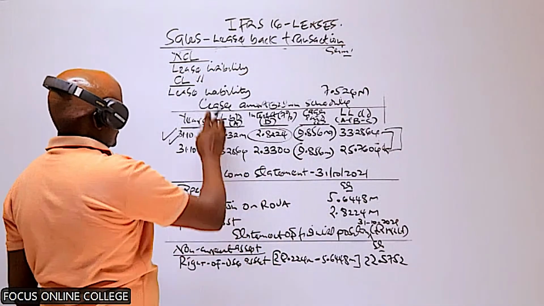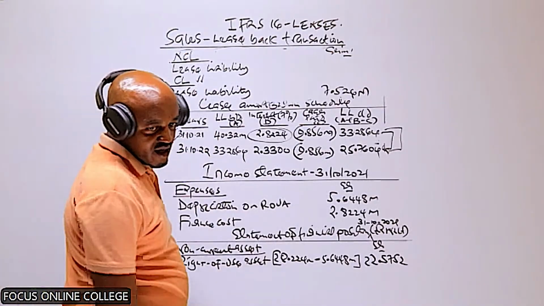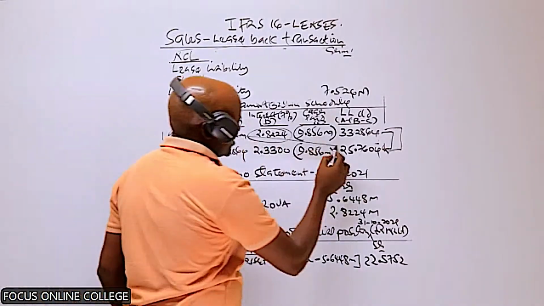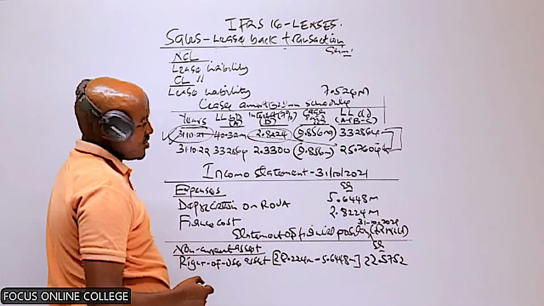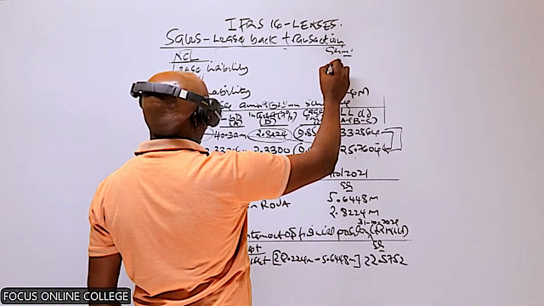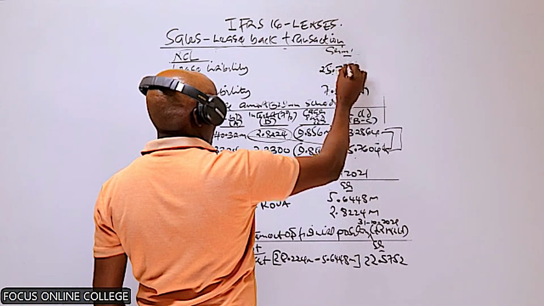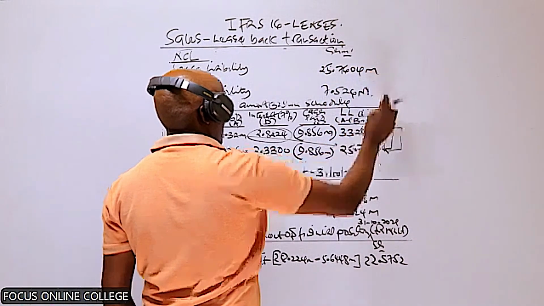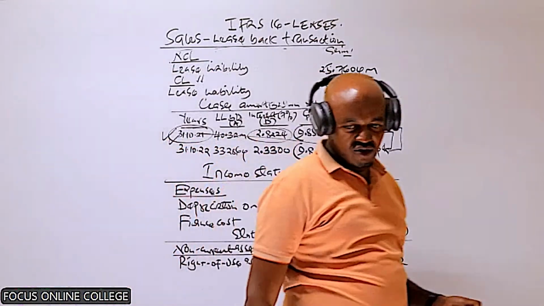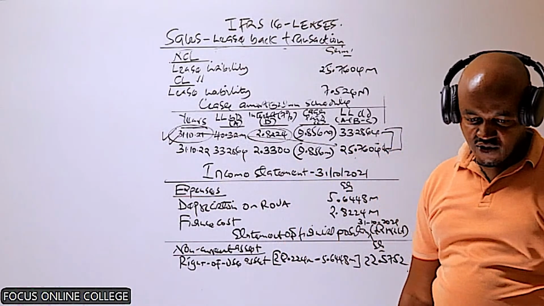Yes, so then the amount to be recognized as the non-current liability at the end of year one, we said we take the lease liability at the end of year two. This is now going to be recognized here as a non-current liability at the end of year one. So this one, 25.7604 million. So that basically is what was required in that question.